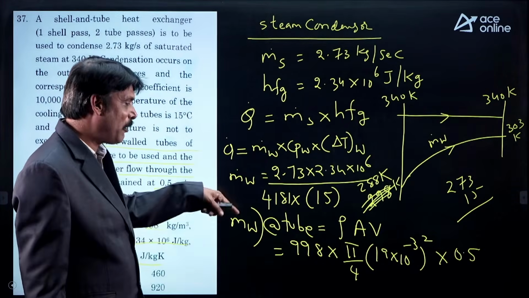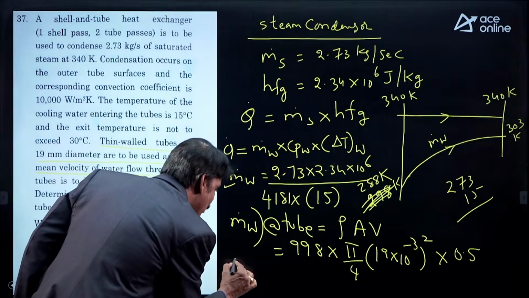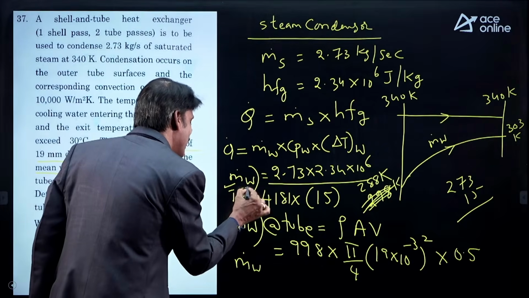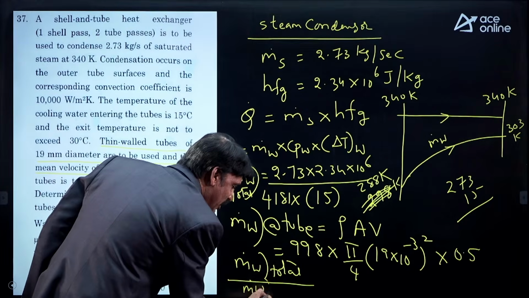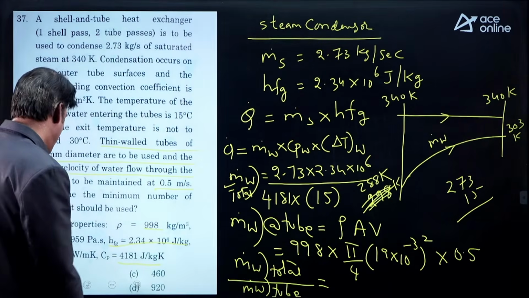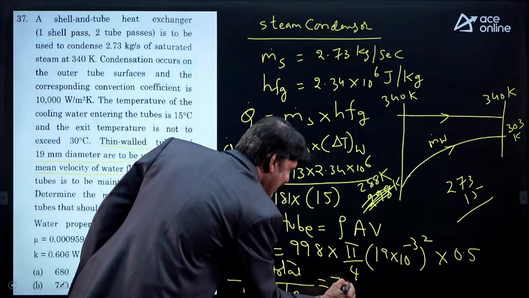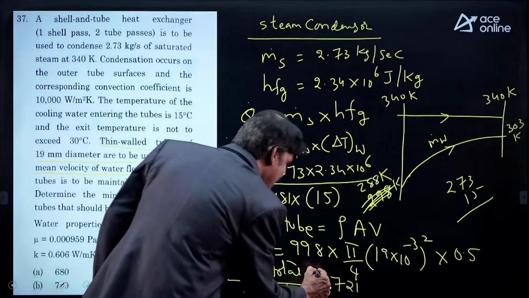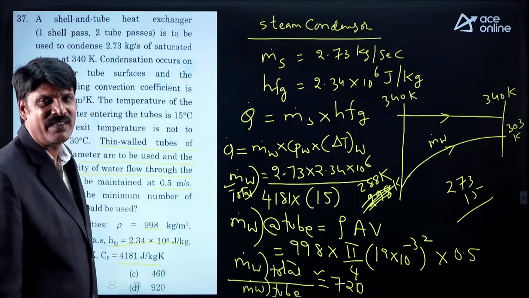I know mass flow rate of water per tube, and I know what is the actual mass flow rate. So, mass flow rate total divided by mass flow rate of water per tube will give you the number of tubes, and I made a calculation. It is coming out to be 721. I am getting 720.9. So, you can take it to be 720, the nearest value. So, the answer is 720 tubes.